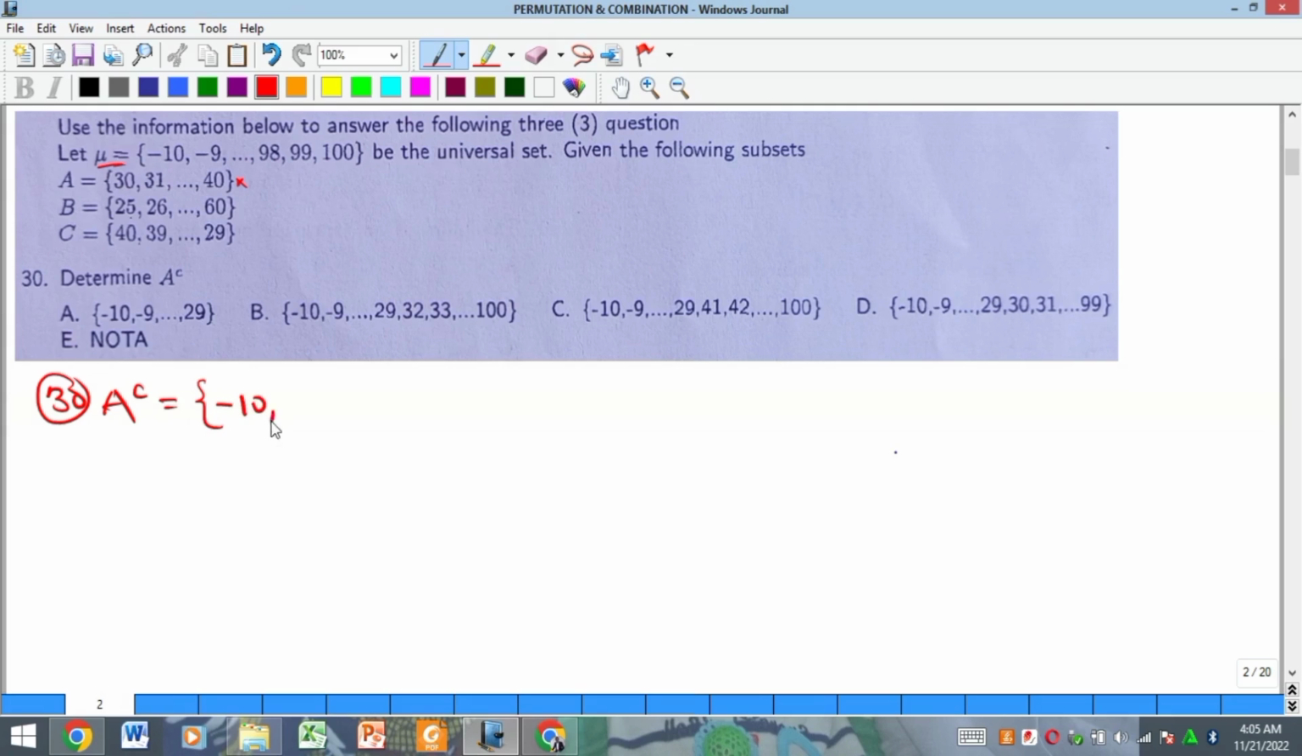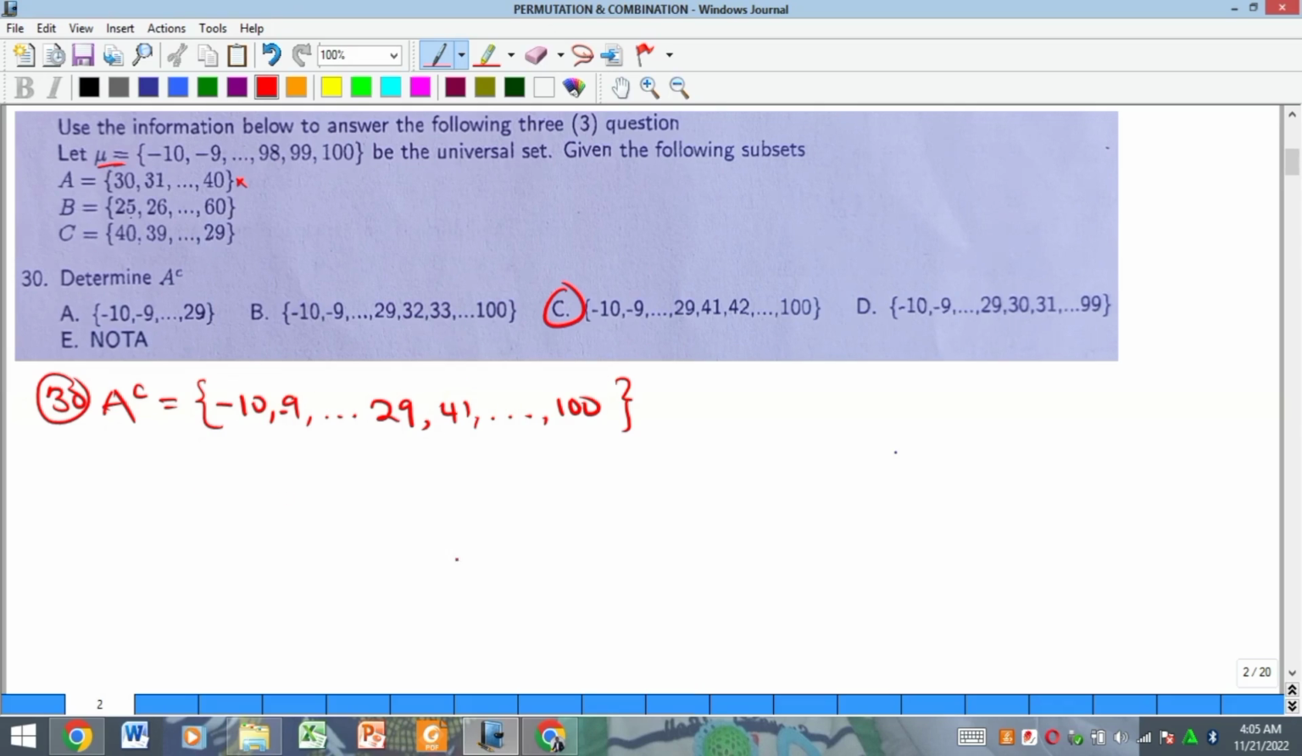So I'll go from minus 10, minus 9, down to, remember these elements are just whole numbers, so there's no point, down to 29. So 29 is not here. And then I will now jump up to 40 is in A. So I will begin from 41, 42 down to 100, which are elements in the universal set. This is the complement of A. Let's look at the options, and it is somewhere here, option C. That's the solution for number 30.